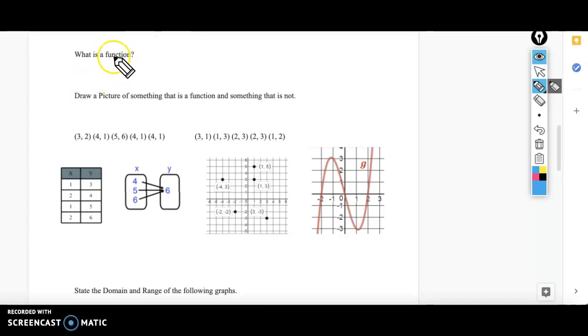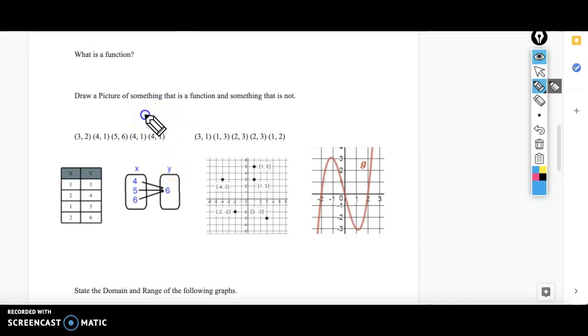Okay, so again, remember, for every x value, there should be only one y value that goes with that. There cannot be more than one y value or more than one output. Draw a picture of something that looks like a function and something that doesn't look like a function. So again, keep in mind, a function cannot have any repeating parts if you draw a straight line, right?